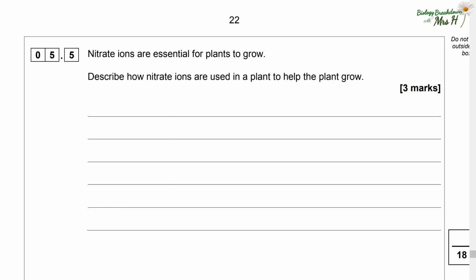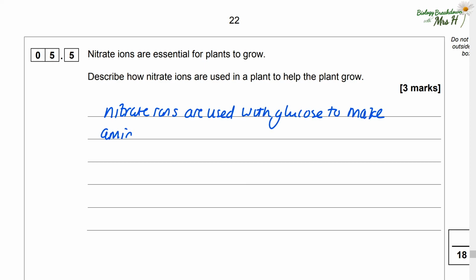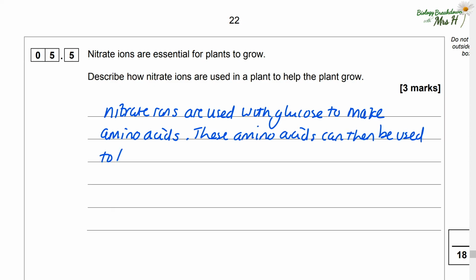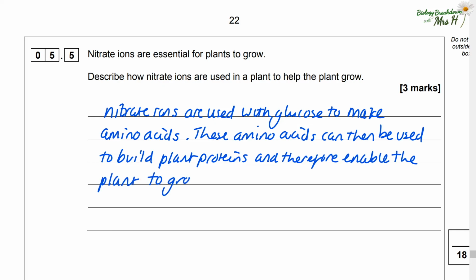Nitrate ions are essential for plants to grow. Describe how nitrate ions are used in a plant to help the plant to grow. Nitrate ions are used with glucose to make amino acids, and these amino acids can then be used to build plant proteins, and therefore that's going to enable the plant to grow.